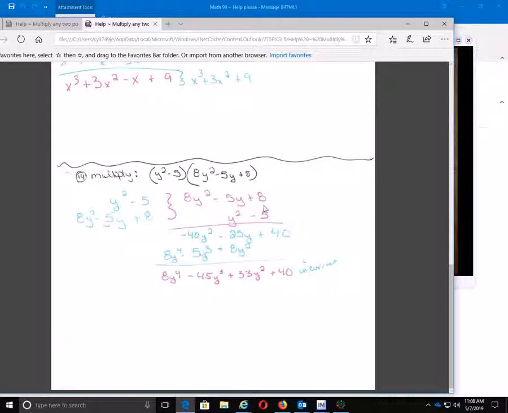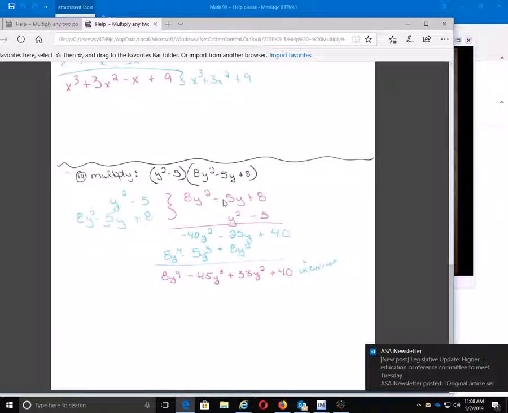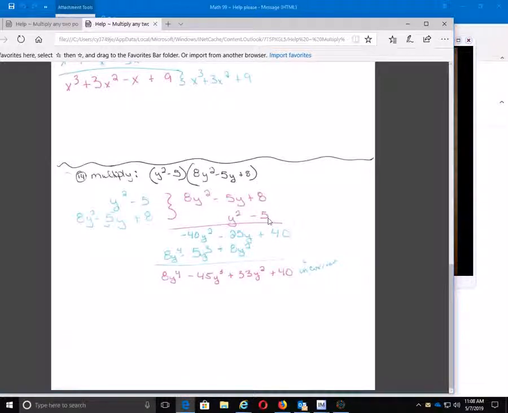This one, again, sign errors. Positive, negative, negative. A negative times a negative would have been a positive. Positive times a negative is a negative, so this term is right. Positive times a positive is a positive. Negative times a positive is a negative. Positive times a positive is a positive. So you're close here.